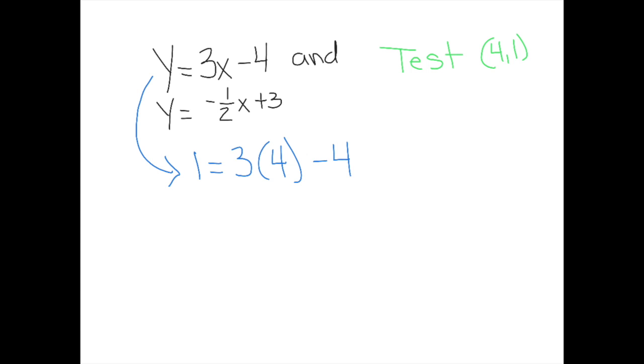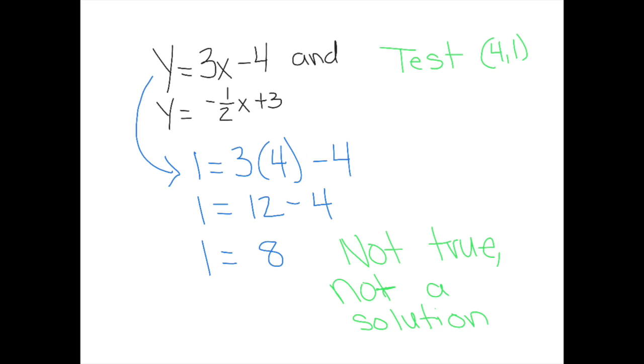I am going to simplify this by doing the math completely until I have no more math symbols. As you can see, when I simplified it, I got 1 equals 12 minus 4, which gives 1 equals 8, which is not true. That means (4, 1) is not a solution to this system. So we can stop testing. We do not need to test the other equation.